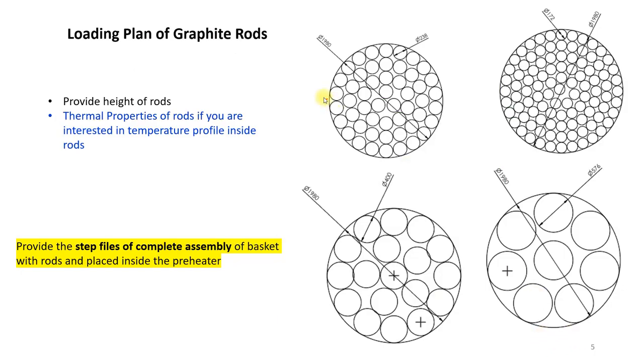Different configurations have been used for the cooling arrangement. With a smaller number of layers, around 8 rods are placed here, then here around 36 rods are there, here around 60 rods are there, and here 100 graphite rods are there.